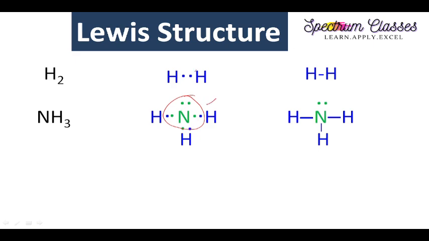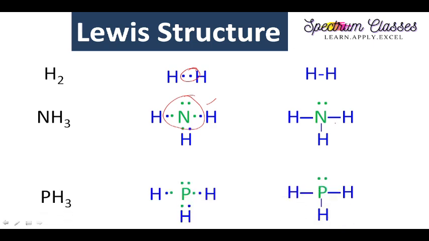So this is what you have to check. In case of hydrogen, 2 electrons must be there, duplet is completed. And for carbon, nitrogen and oxygen, octet has to be completed. And this is again going to be shown by this, right? Now the next example, PH3.